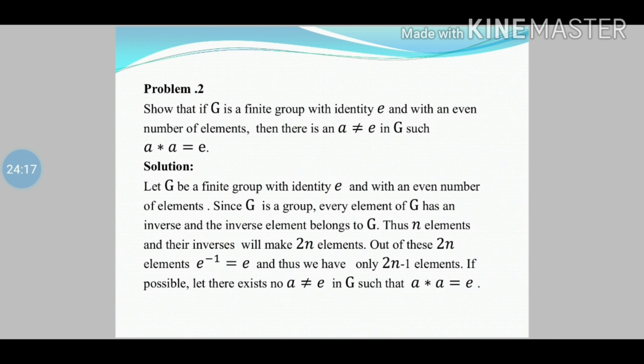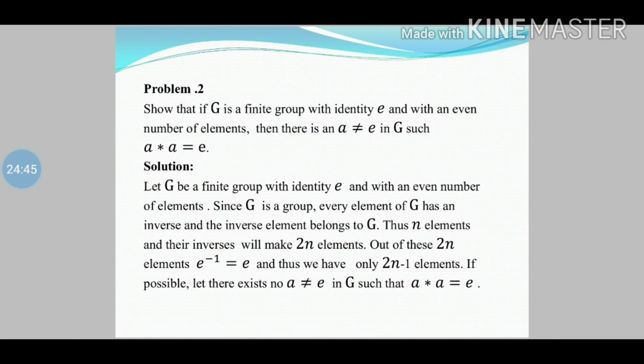Let G be a finite group with identity e and with an even number of elements. Since G is a group, every element of G has an inverse, and the inverse element also belongs to G. Thus, n elements and their n inverses together give 2n elements in G. Out of these 2n elements, e is its own inverse. Thus, we have only 2n minus 1 elements.